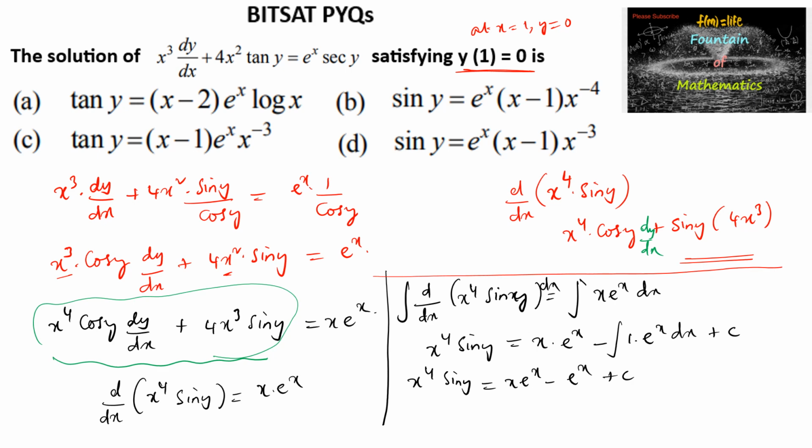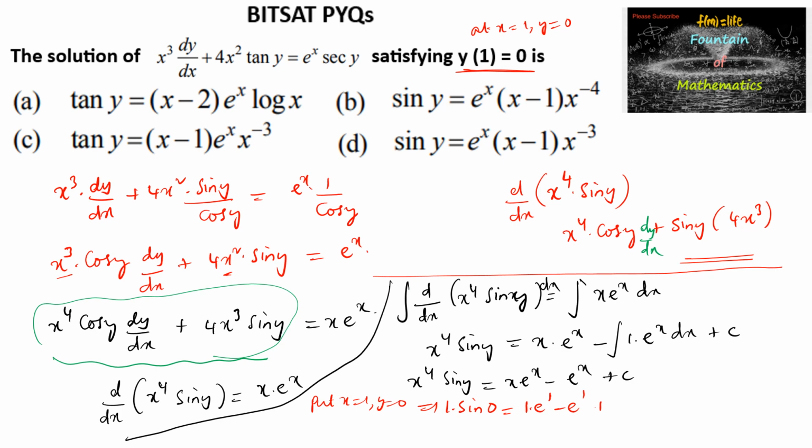And it is given that x is equal to 1, y is equal to 0. Substituting, so here we can put x is equal to 1, y is equal to 0. So we'll get 1 power 4 into sin 0 is equal to 1 into e power 1 minus e power 1 plus c. So sin 0 is 0, 0 is equal to 0 plus c, which implies c value is 0. And hence we can write the equation x power 4 sin y is equal to e power x taken common x minus 1.